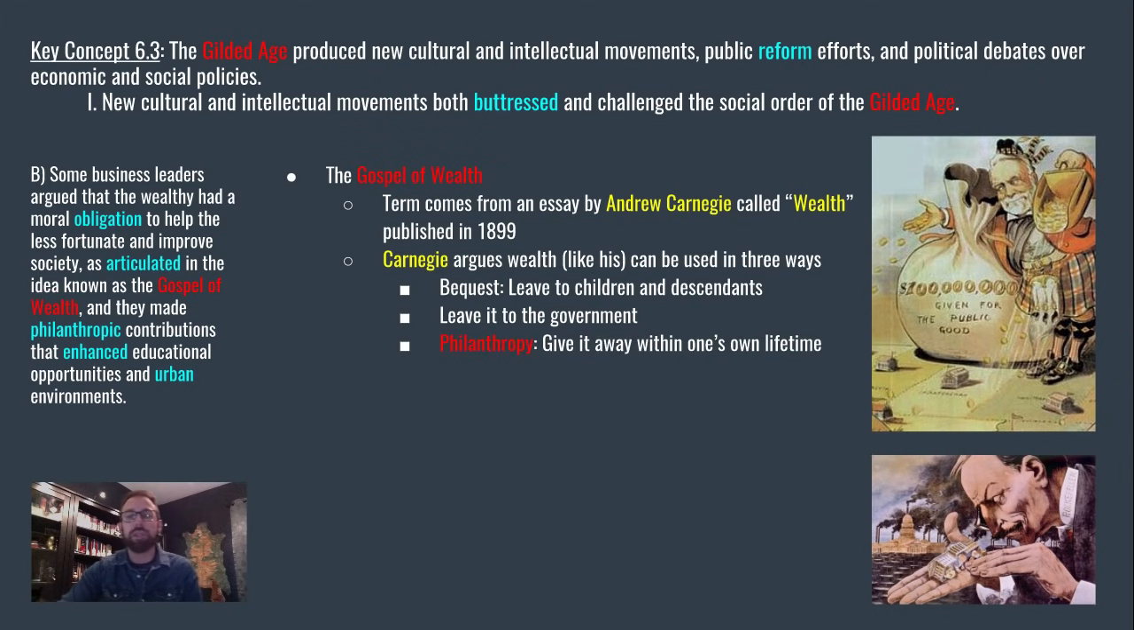He said the only proper way to do it would be philanthropy. So the adjective there is philanthropic. A person would be a philanthropist. Okay? And he says, what should they do? Give it away within your own lifetime, and it's the only moral option of the three that he could think of. So what he's saying is, if you give away most of your wealth during your lifetime, you can make sure it's going to worthwhile causes that you deem worthwhile, because it's your money. So you should decide what to do with it.